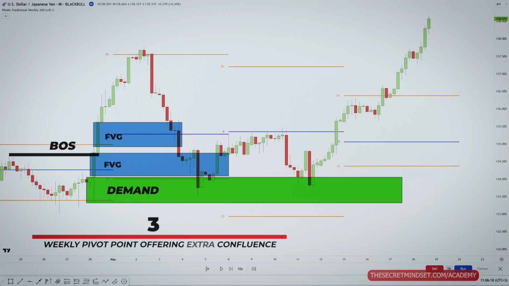Condition number 3. Do we have a weekly pivot point that gives this area an extra power? Yes, notice that S1 pivot point is very close to this demand zone and the fair value gap. And that's our extra layer of support. It helps the price not decrease too much.